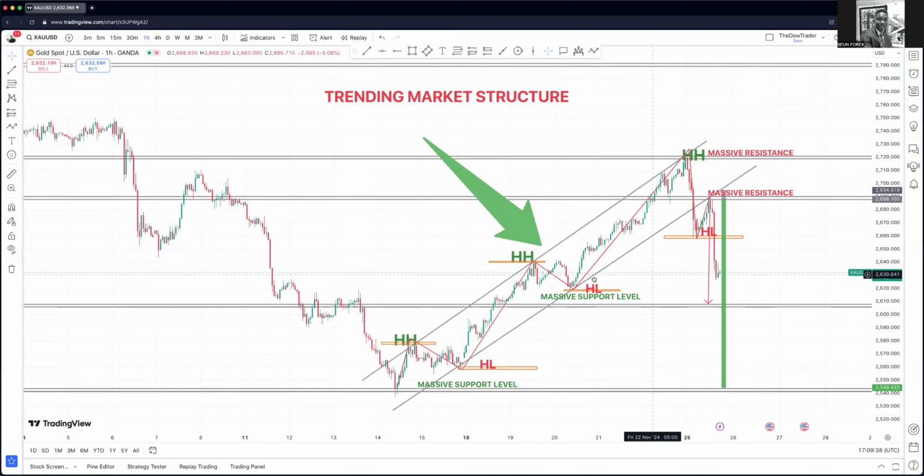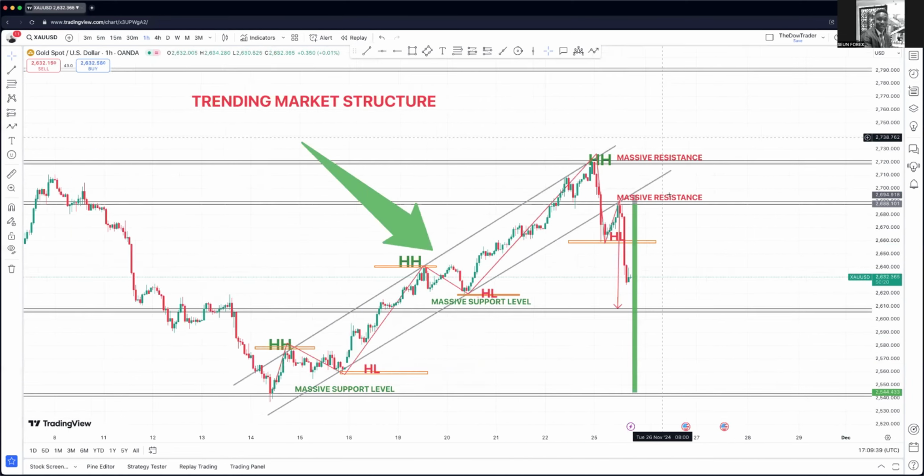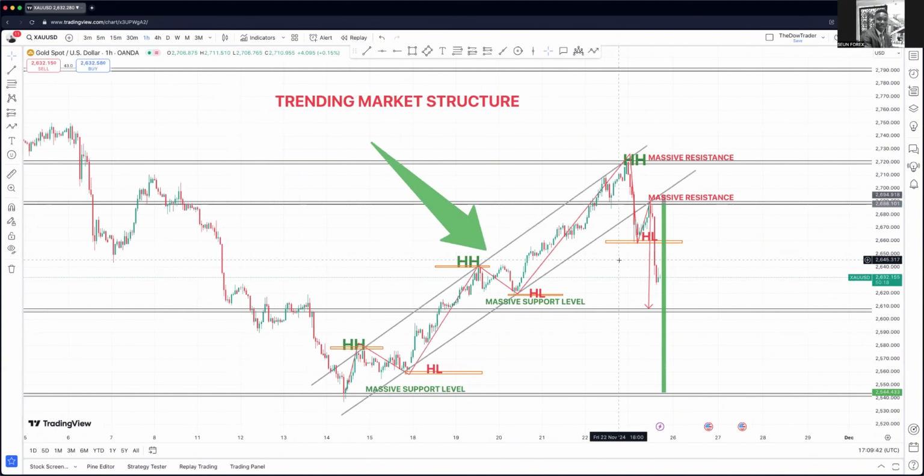Support level. And this is resistance, resistance. So that is pure price action structure. So when you understand these key levels, it helps you to make the right decision per time.